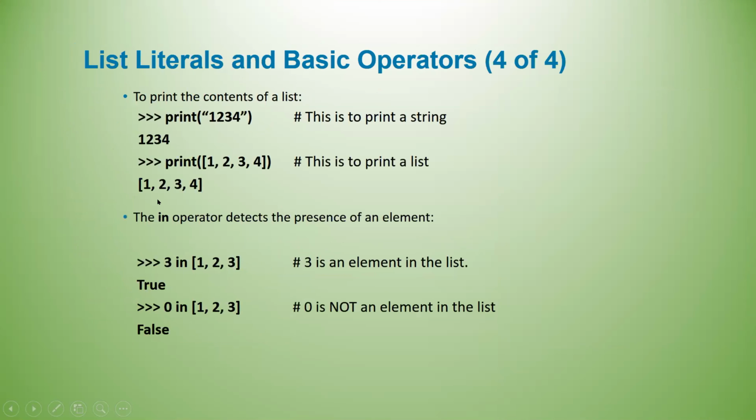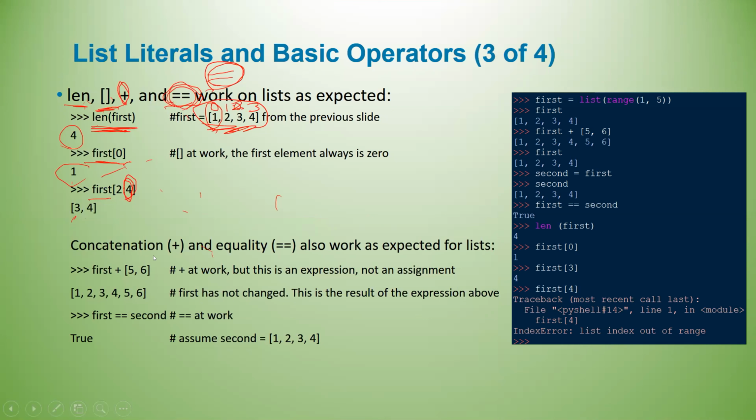So that's how you use a list. Okay, go back. Concatenation, this is called concatenation, right? Concatenate means combine two of the same kind and put them together. And equality also works as expected for lists, okay? Once again, we learned this with strings.